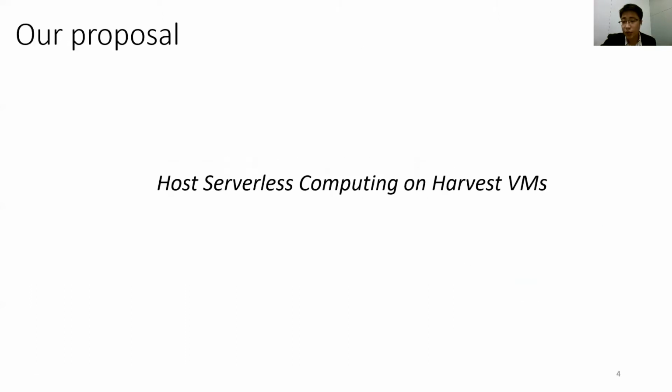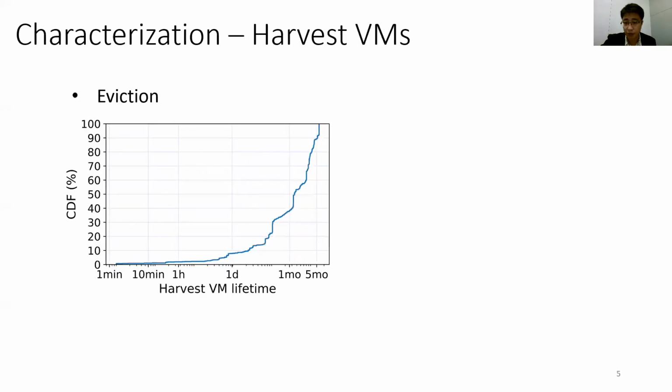In order to reduce the operation costs of underlying VMs and to provide a faster and more efficient serverless product, we propose to host serverless computing on low-cost harvest VMs. To understand the challenges and feasibility of hosting serverless on harvest VMs, as a first step, we need to perform a characterization study for both harvest VMs and serverless workloads. For harvest VMs, we mainly care about two things, which are VM eviction and VM resource variation. VM eviction translates to reliability, and resource variation translates to performance.